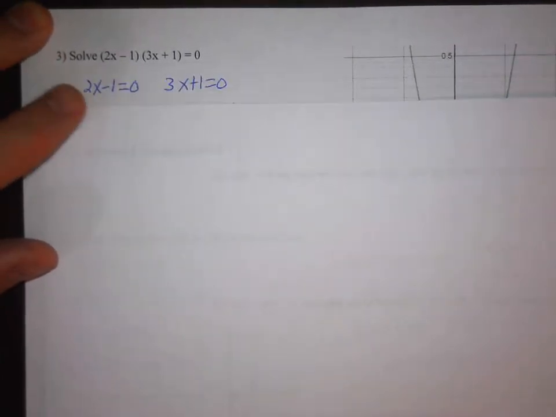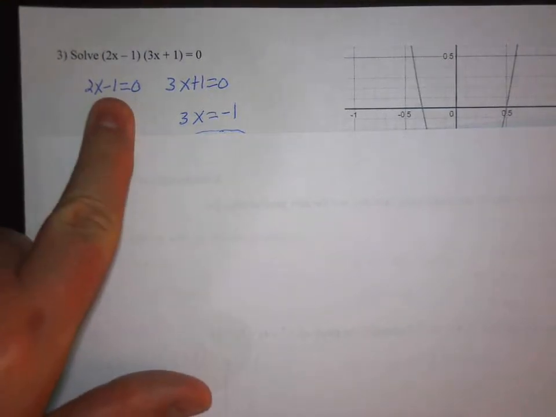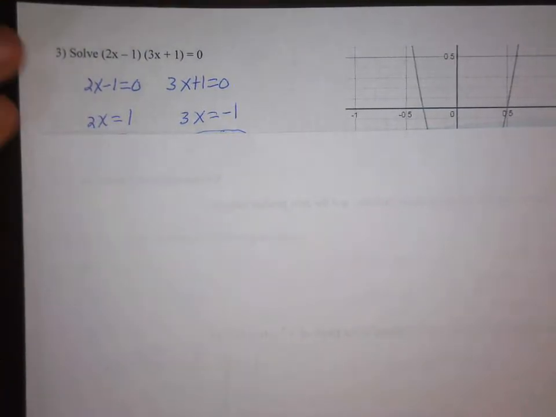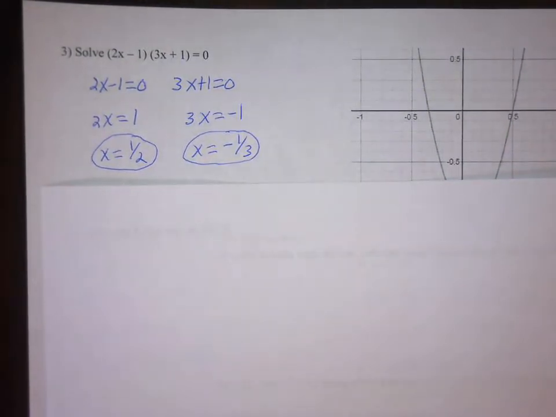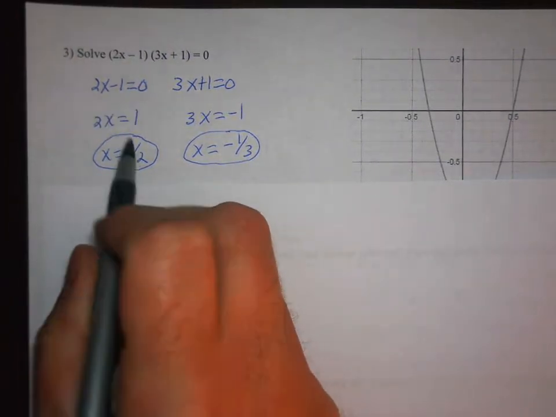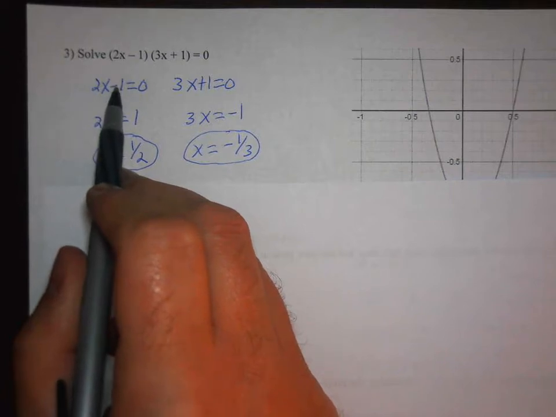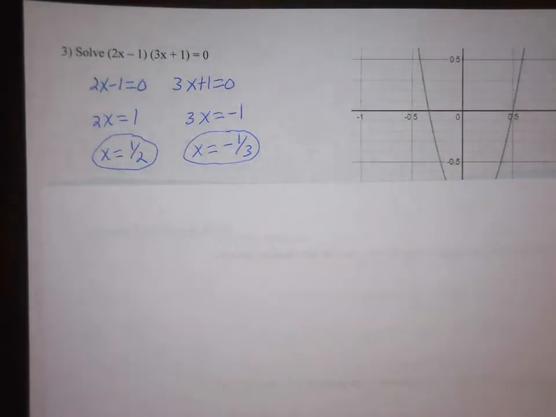Okay, if you want to solve the quantity 2x minus 1 times 3x plus 1 equals 0, just like before, you apply the zero product principle. You set each of the factors equal to 0, and then solving them, you get rid of the subtracting or adding first, and then you do the division. So you get x equals positive 1/2 and x equals negative 1/3. And I want to point out that your solutions here are the opposite sign from where you started with, and that will always happen. You'll get the opposite sign as where you started.